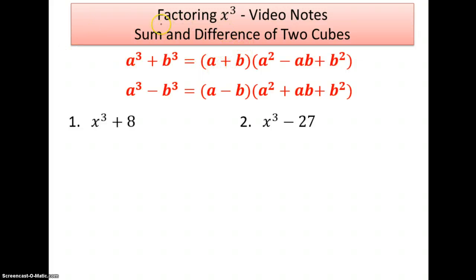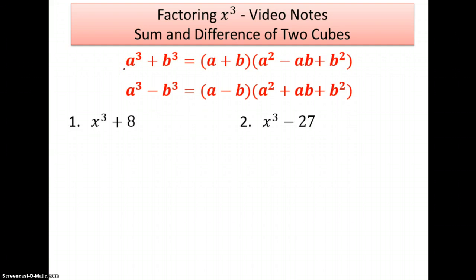This pattern is for the sum and difference of cubes, something you need to memorize. So we take a look at number one.